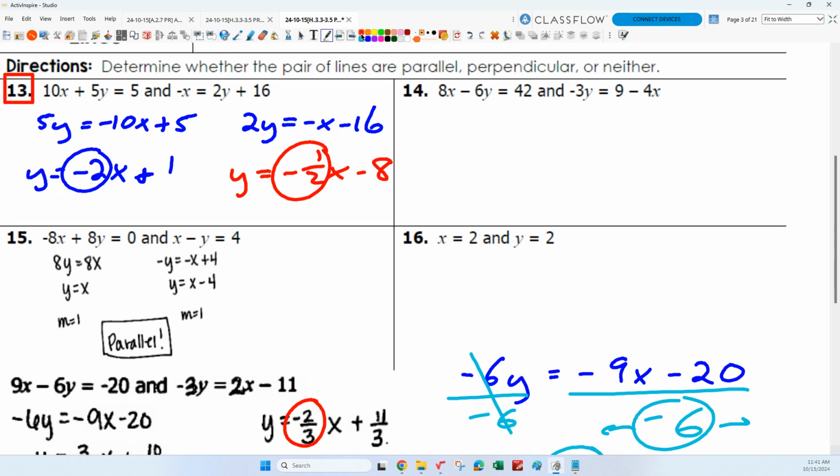So what can you tell me? Perpendicular? Oh, they're both negative. Yeah, okay. So parallel, perpendicular, or neither? Neither. There you go. Okay. We're getting there.